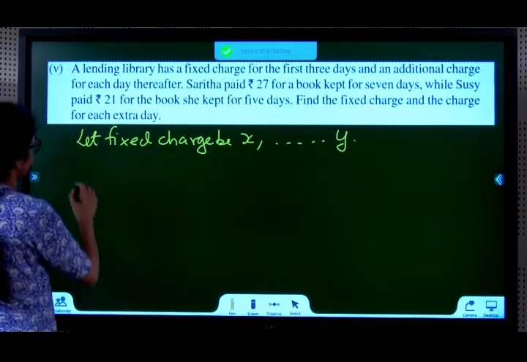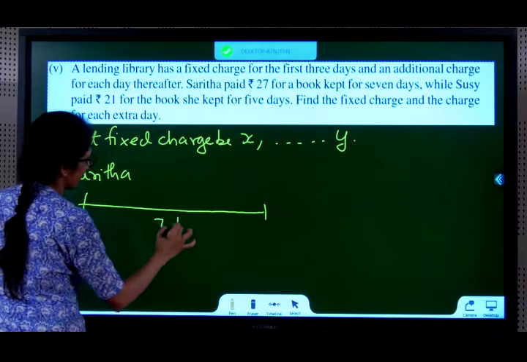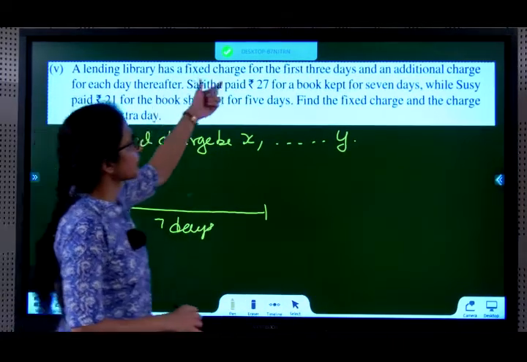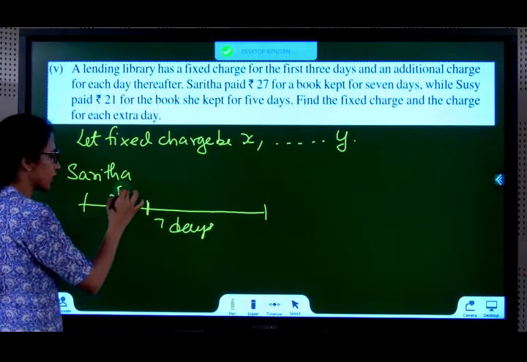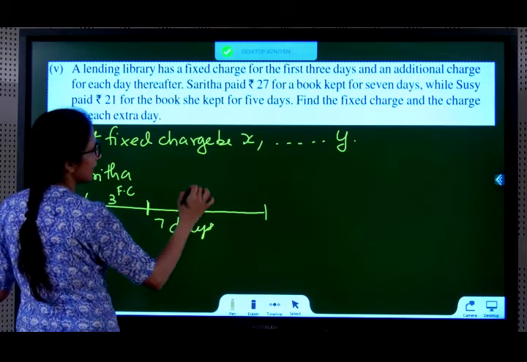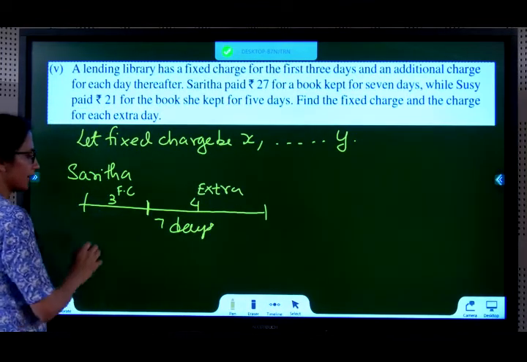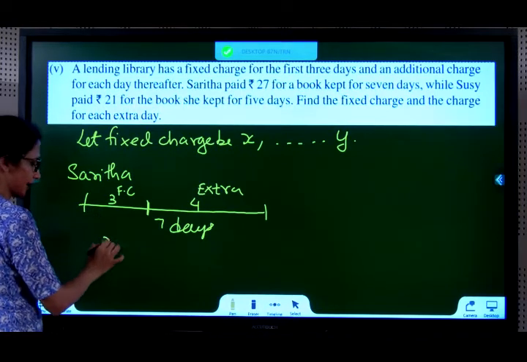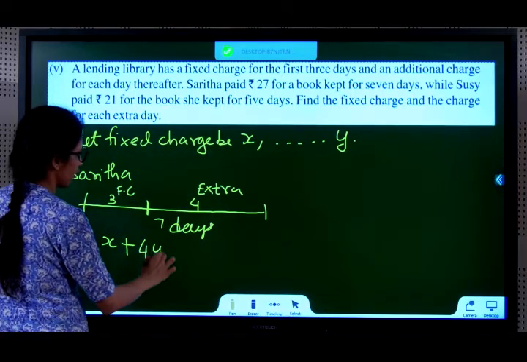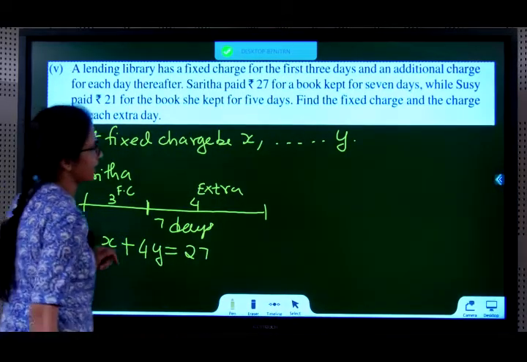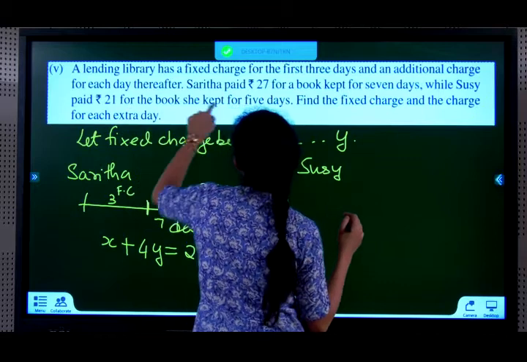Sarita paid 27. So Sarita paid 27 for 7 days. See, they're telling you fixed charge for first 3 days. So for the first 3 days, Sarita is paying fixed charge. Next 4 days, she is paying the extra amount. Yes? So can I say fixed charge is nothing but x. For everyone it's fixed. Each extra day is y rupees. 4 extra days. So 4y. How much is the total amount she's paid? 27.